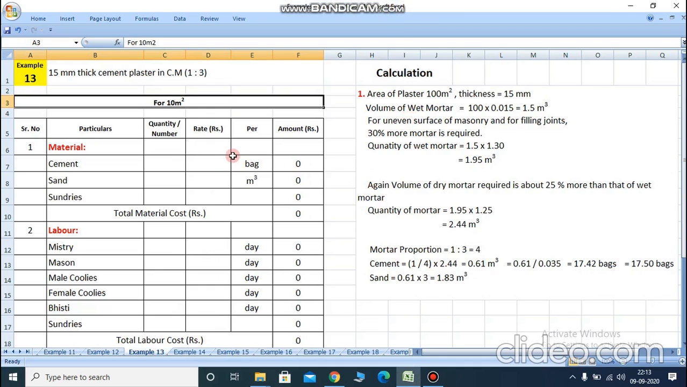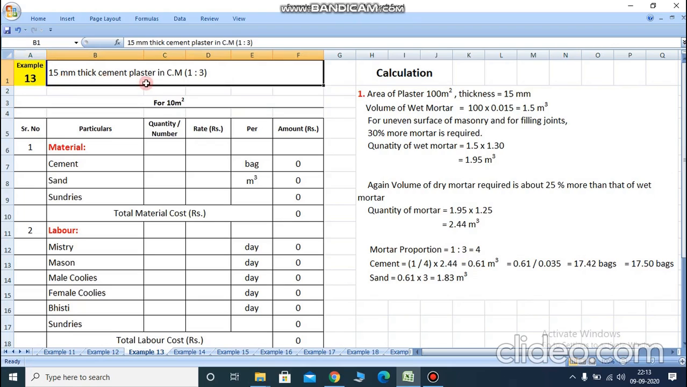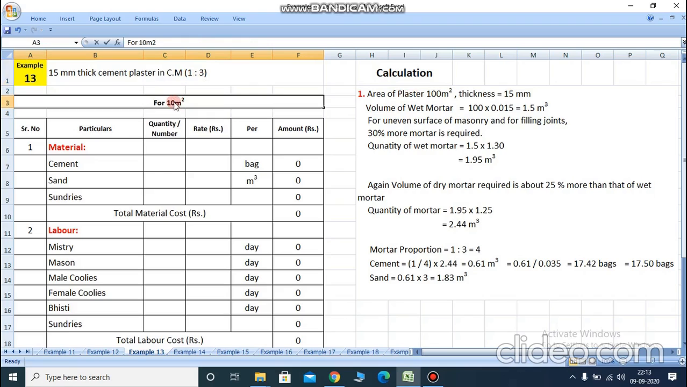Now we take another example, number 13. In this example we take a 15 mm thick cement plaster of a ratio 1:3. So here one part of the cement and 3 parts of sand. We calculate the area for 100 meter square plaster work, and the thickness is 15 mm. So the volume of the wet mortar is 100 multiplied by 15 mm. 15 mm converted into meter is 0.015. So 1.5 meter cube is the total volume of the wet mortar.